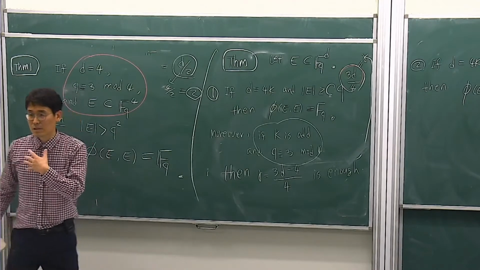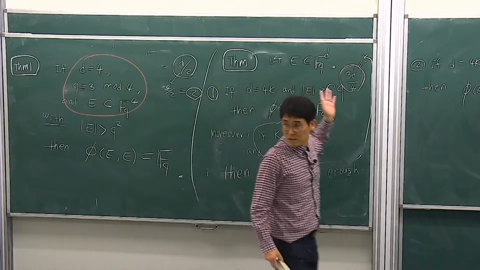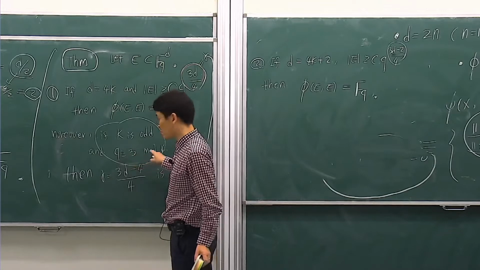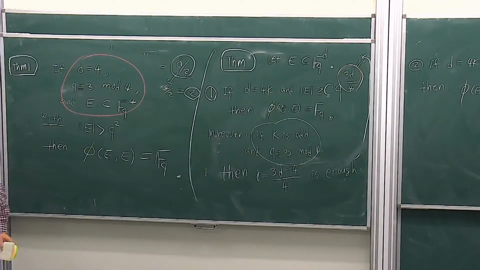But the original conjecture is wrong, because according to this distance, only in the specific case d equals 4, when q is 3 modulo 4, we got the conjecture d over 2. For the other cases, it's impossible to get d over 2.